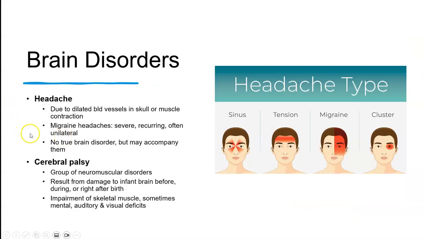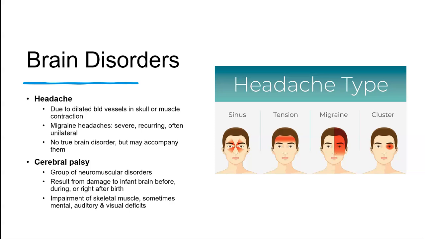A headache is a brain disorder that is due to dilated blood vessels in the skull or due to muscle contraction. The muscle contraction component happens very frequently when people are staring at a computer too long, and the eye strain that is associated with that eye movement. Migraine headaches are severe recurring headaches that usually affect only one side of the head, and the headaches are not a brain disorder, but sometimes they do accompany more serious disorders or diseases.